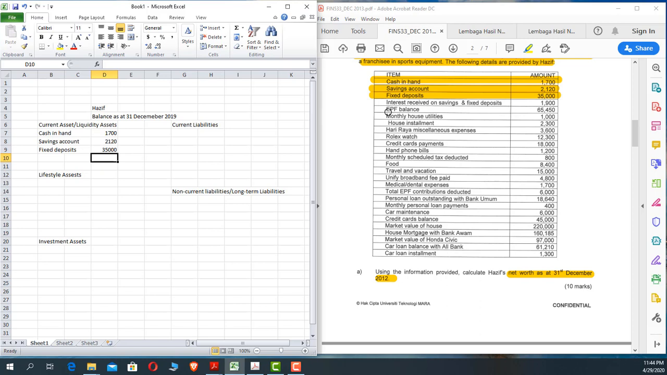So next, this is the interest received on saving and deposit. Disebabkan awak ada buat saving in account and also fixed deposit, dia ada interest received on saving and fixed deposit. So this is the interest, sum of your income based on your cash flow statement. So you just proceed to another and then go to the next based on EPF balance. So this is your investment in EPF.